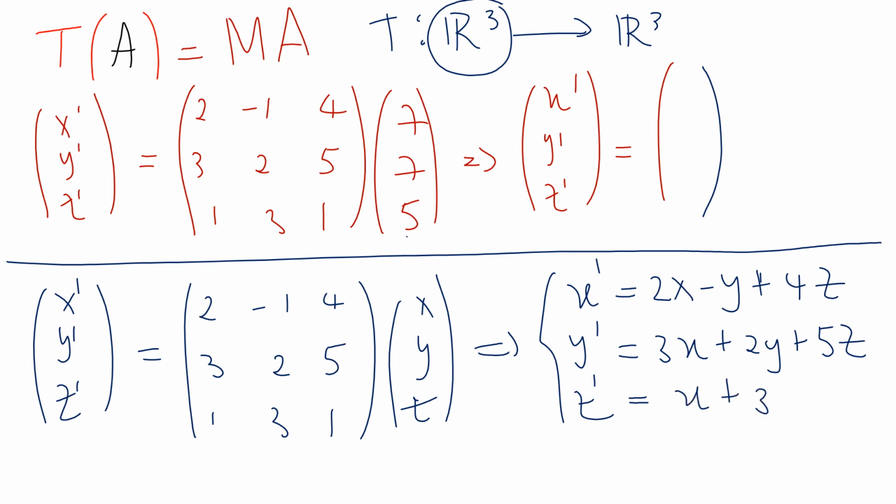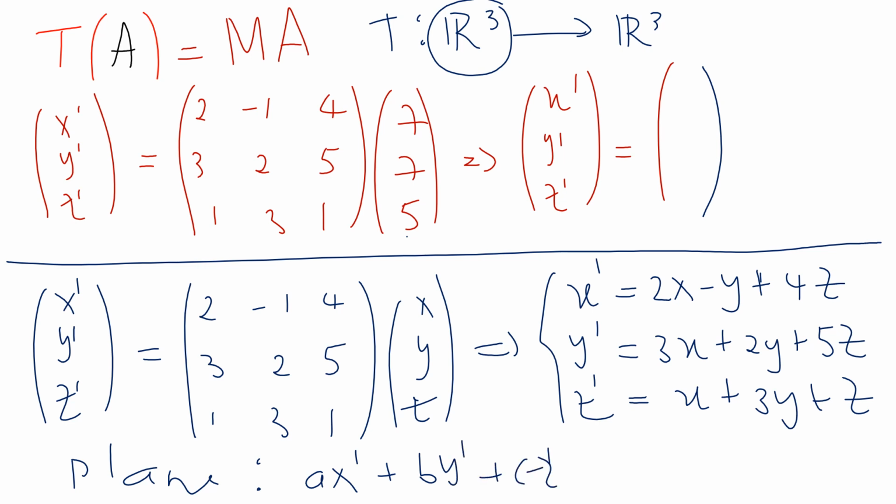and z prime will be equal to x plus 3y plus z. So what we need to do here is find an equation in terms of x prime, y prime, z prime; the equation of the plane is supposed to be in the form ax prime plus by prime plus cz prime equal to d. That's the equation of every plane. So if we are able to have an equation of this form, then we have succeeded in getting the image of the entire space. So I'm just going to recopy what I have here in the next slide.